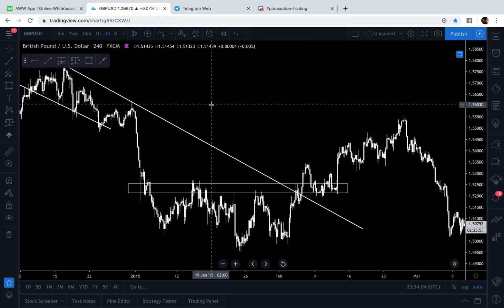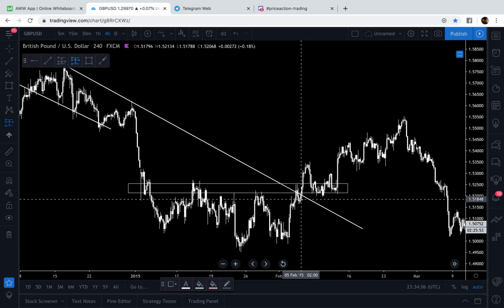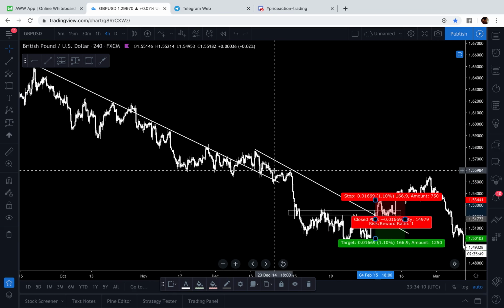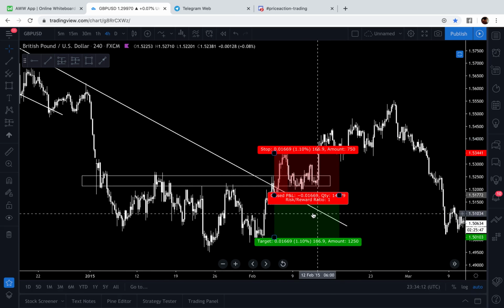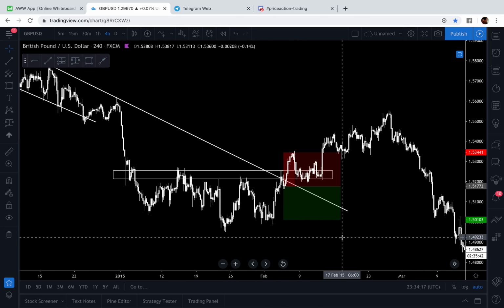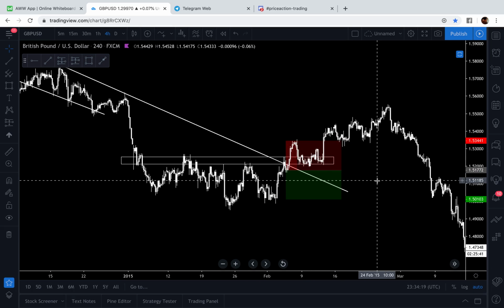That would have been a perfectly fine trade to take for a sell, because you're trading with the downwards direction. Overall direction is downwards. That would have been a downwards direction right there. And then you just target the previous lows or something like that. This one wouldn't have worked out. And that's what's going to happen.